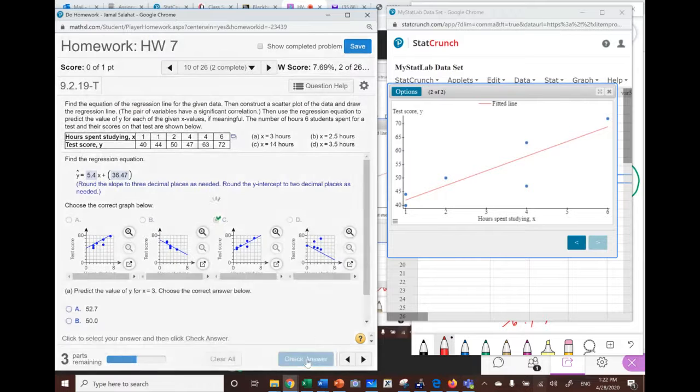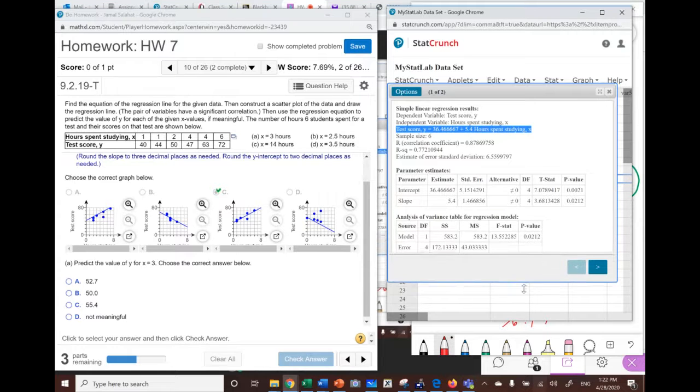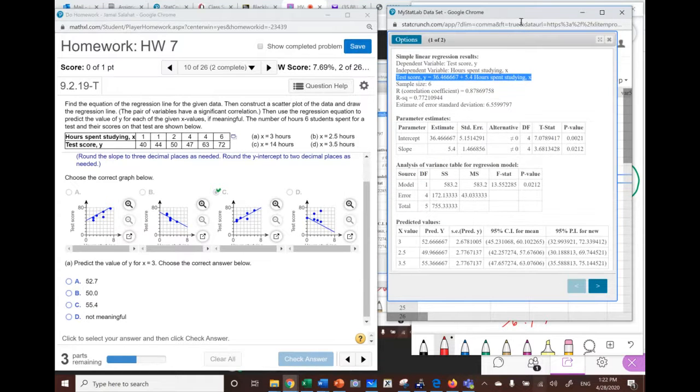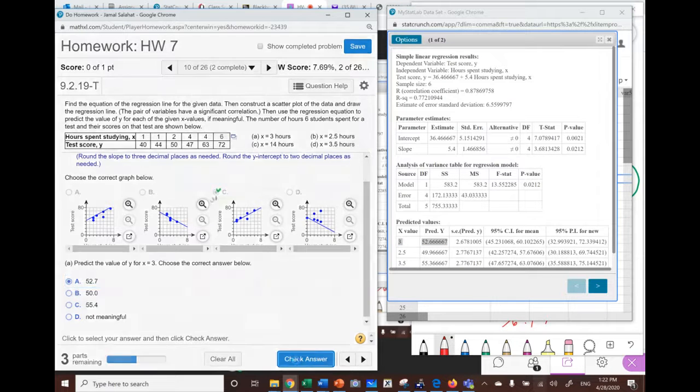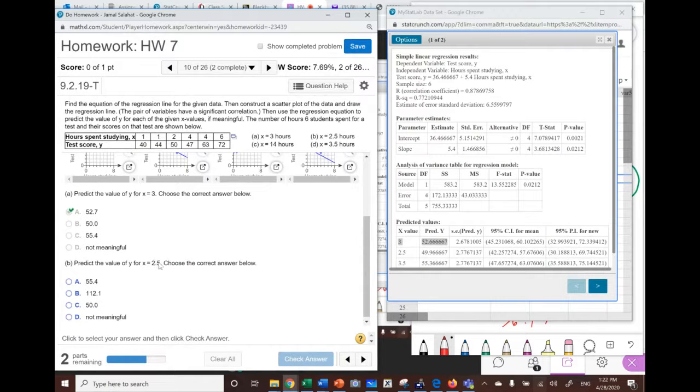Now, the next part of the problem will be, and by the way, you can go back in here by pressing the arrow. They tell us the values at x equal to 3. We already predicted. Here are the predictions. At x equal to 3, we get 52.666 repeating, which is 52.7, rounding to the tenth. In the next question, they ask what about 2.5? At 2.5, the answer is going to be 49.9666, which is the same as 50.